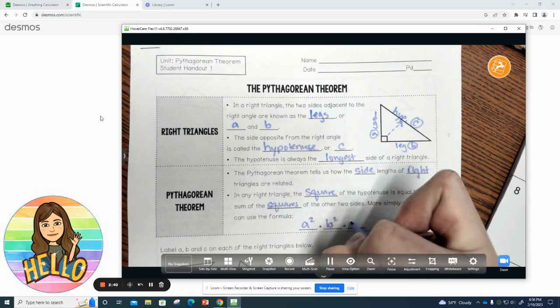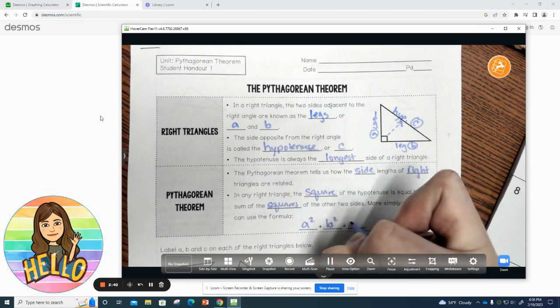And we can substitute those values that we already know in. So, my camera focus, we're saying A is 3 inches. So, in place of A, I'm going to substitute in 3. In place of B, I'm going to substitute in 4. And then we have C squared.